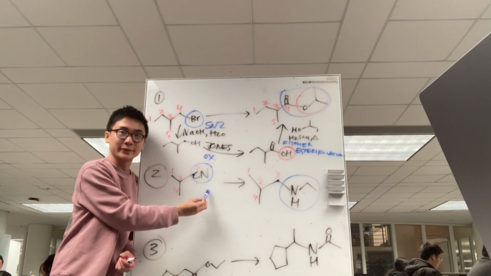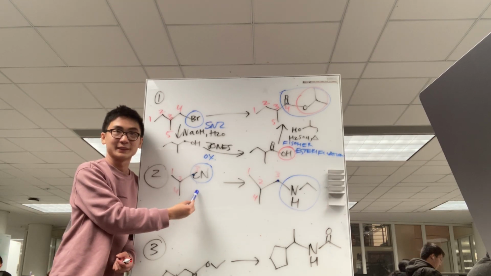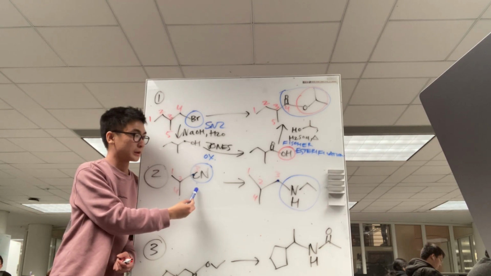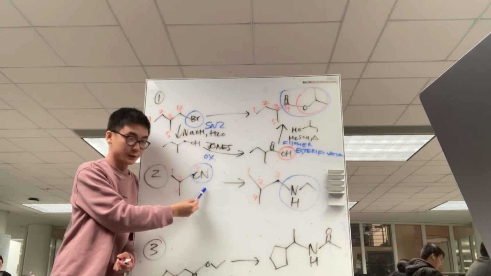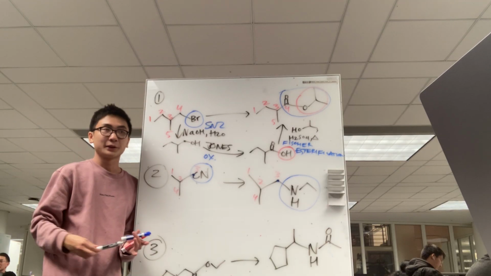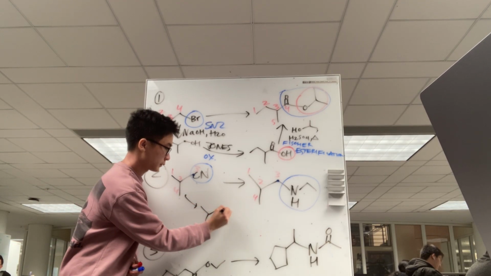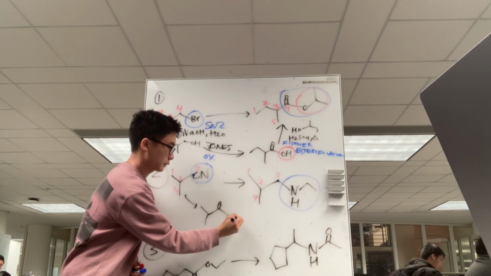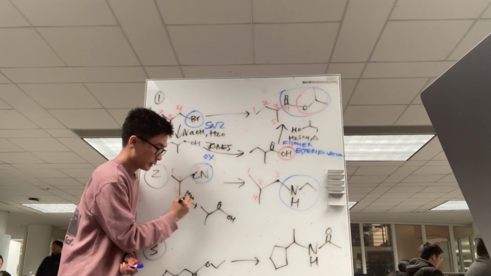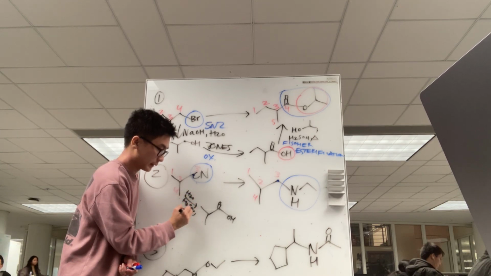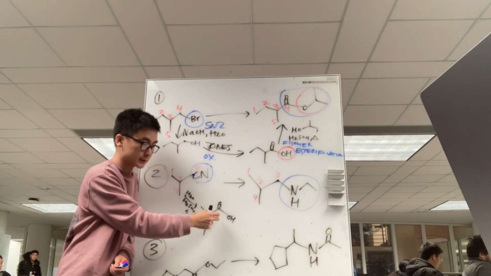Nitrile is a cousin of the carboxylic acid derivatives. What is the parent of the carboxylic acid derivatives? Carboxylic acid, right? So how can we convert this nitrile into the carboxylic acid? Like this. Yep. H2O, H2SO4, and heat. This is hydrolysis right here, which will convert this nitrile into this carboxylic acid right there.